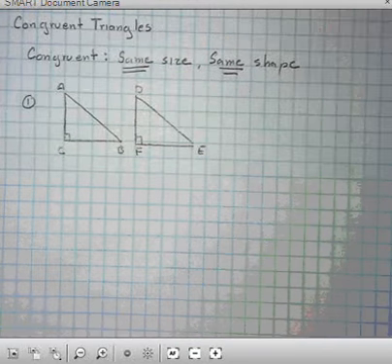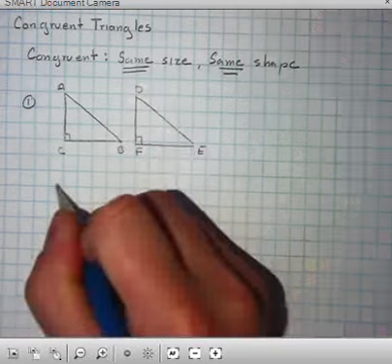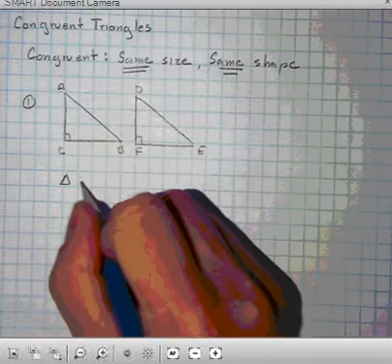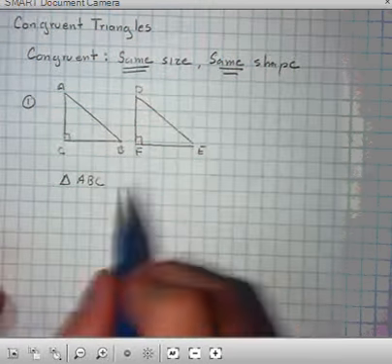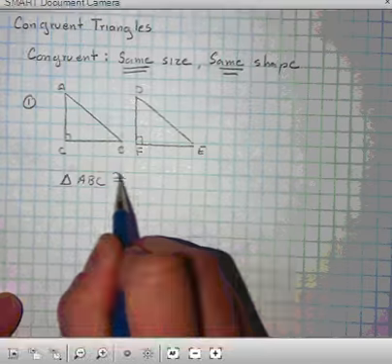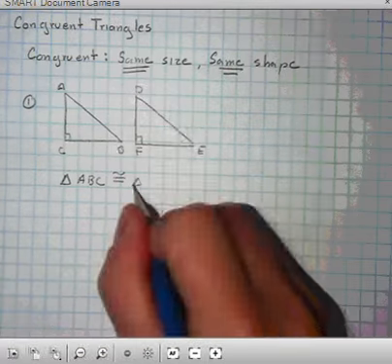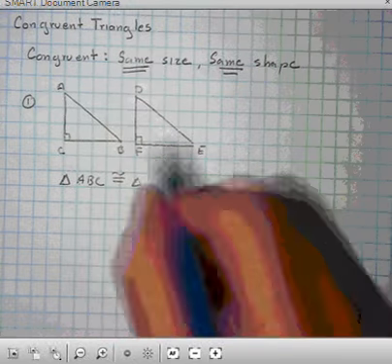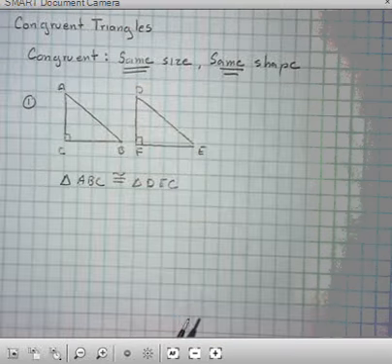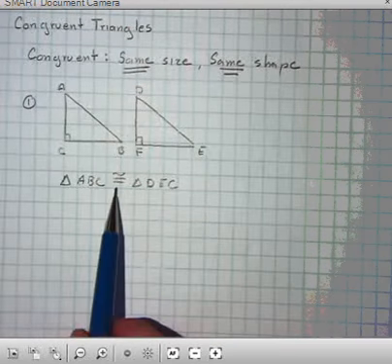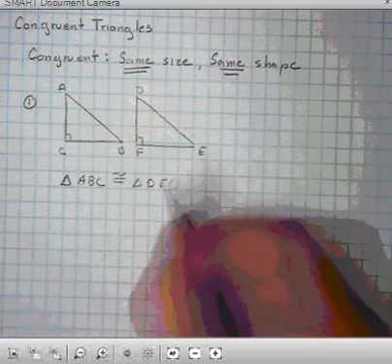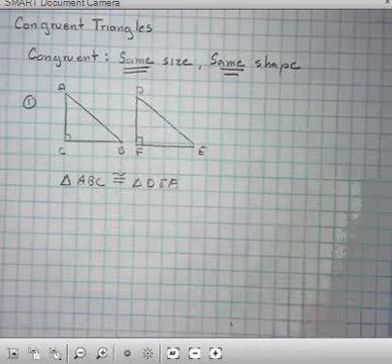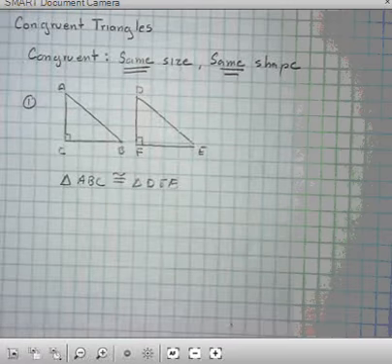So in this particular case, I've got a triangle, and I'm going to call that triangle A, B, C. And that triangle is going to be congruent to triangle, my A is my top corner here, so that'll be triangle D, E, F. Notice that congruency symbol is like an equal sign with a little squiggly mark up above it.